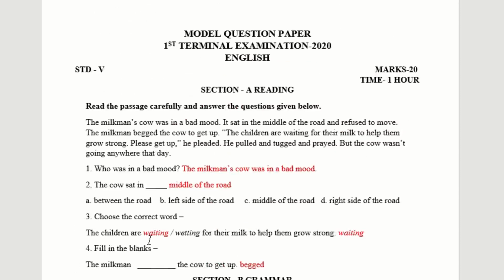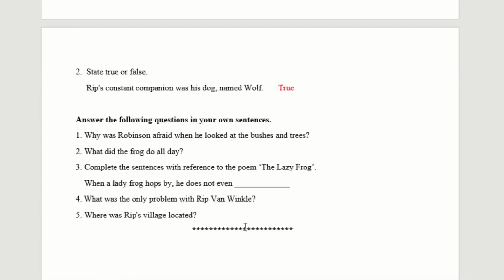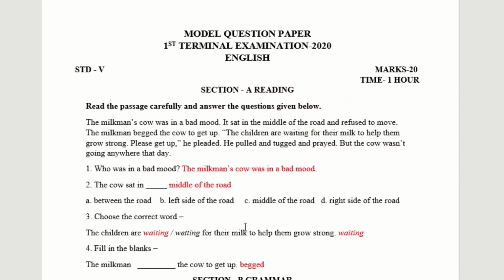So dear children, we have finished a quick revision, and also you have seen the model question paper for our first term examination. So dear children, study well for the exam and read the questions thoroughly before writing your exam. Thank you.